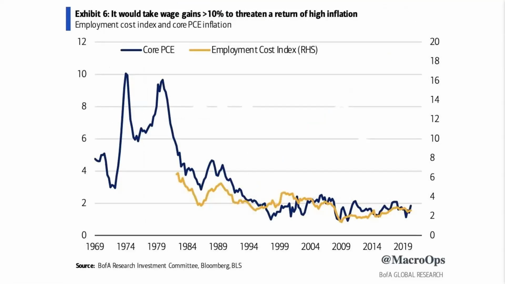And this I thought was an interesting graph. By MacroOps via B of A research, this shows core PCE and the employment cost index. One of the things you can see here is that they tend to be highly correlated, and a lot of people tend to think that for inflation to really take off, you need wages to go up and you need wage inflation. What this is showing is that actually the employment cost index hasn't been moving that dramatically right now. And what they're saying is that you probably need a 10% increase in wages in order to return to higher inflation. So this sort of puts a dampener on the idea that inflation is going to hit the ground running right away.